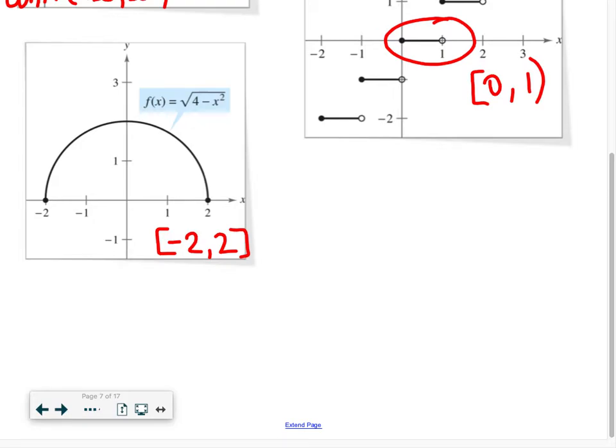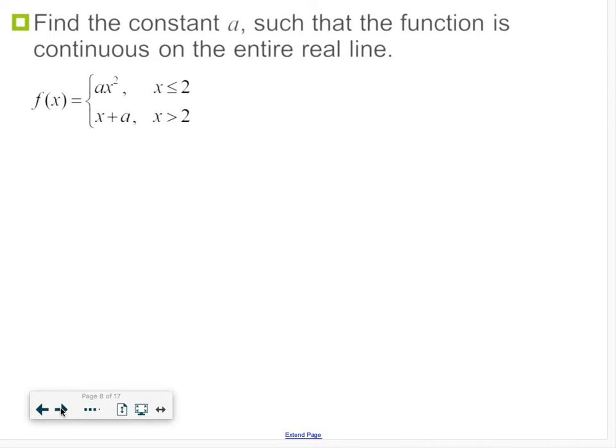We're doing great. Go ahead and write down this example. We're going to do a little bit of work here. Okay, we want to force this function to be continuous. We know the function value needs to exist, the limit needs to exist, and they need to be one and the same.